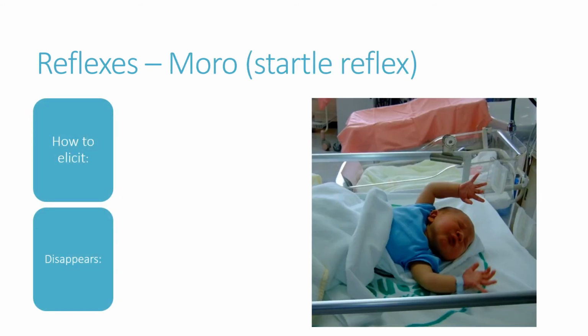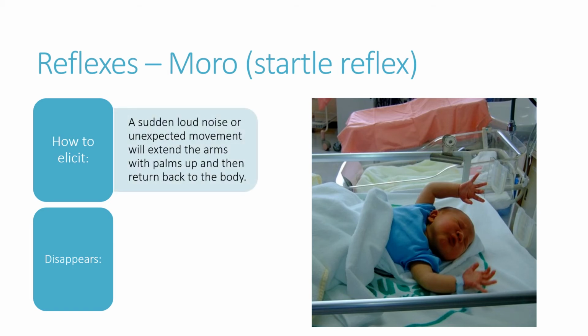The next reflex is the Moro reflex or the startle reflex, and this is elicited by making a sudden loud noise or an unexpected movement near the baby. The child's arms will extend with the palms up, kind of do like a little stretch and then return back to the body. So as you can see in the photograph here, the baby's palms are up and the arms are extended. This reflex disappears between 4 and 6 months as well.